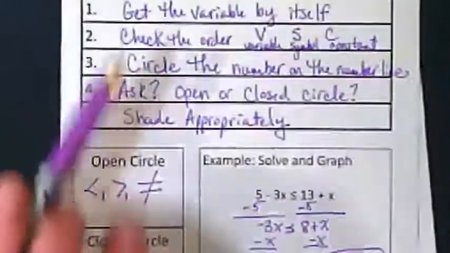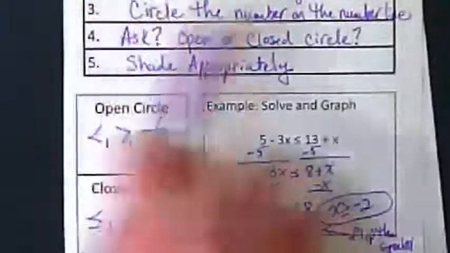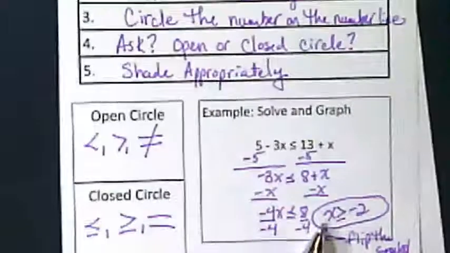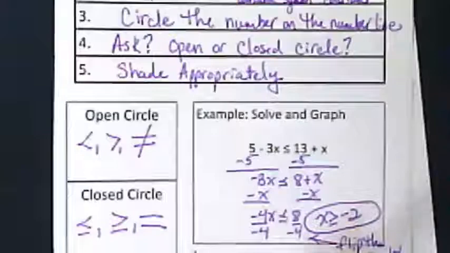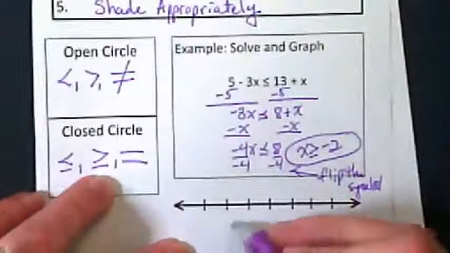That has gotten us to step one up here. Did we get the variable by itself? We want to check the order. Do we have variable, symbol, constant? Variable, symbol, constant. So it's in the right order. Circle the number on the number line. Well, first we've got to get some numbers on this number line.